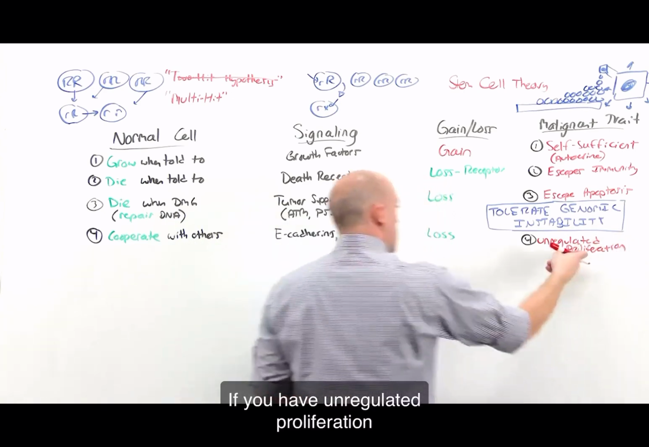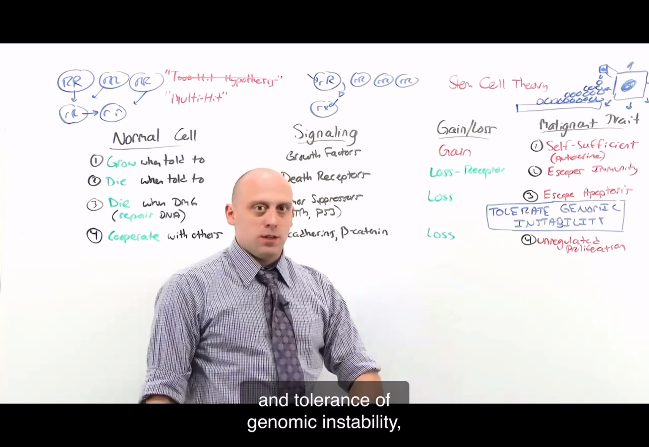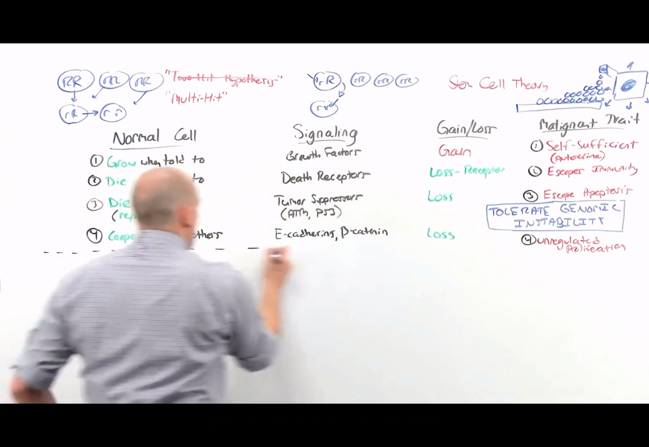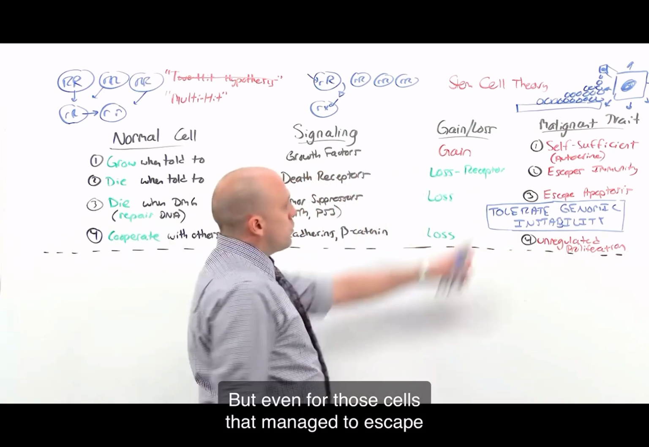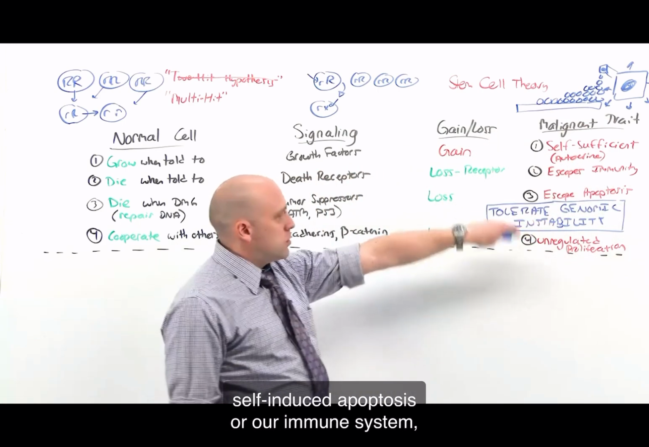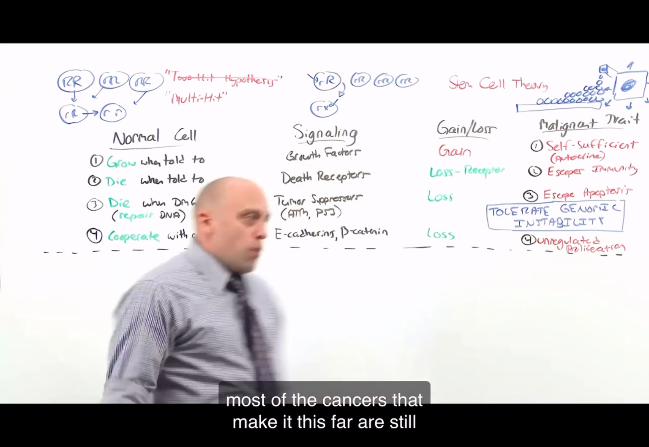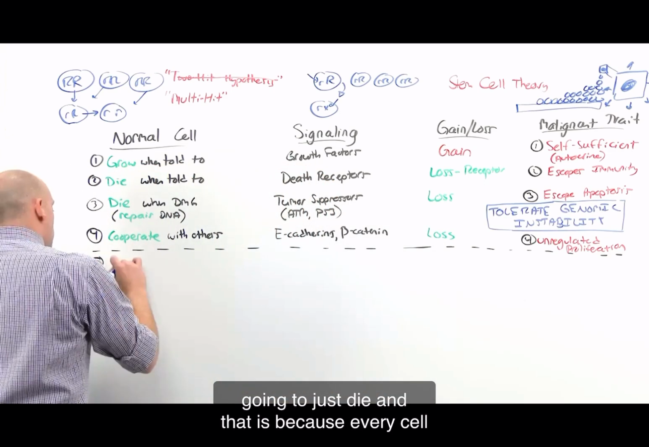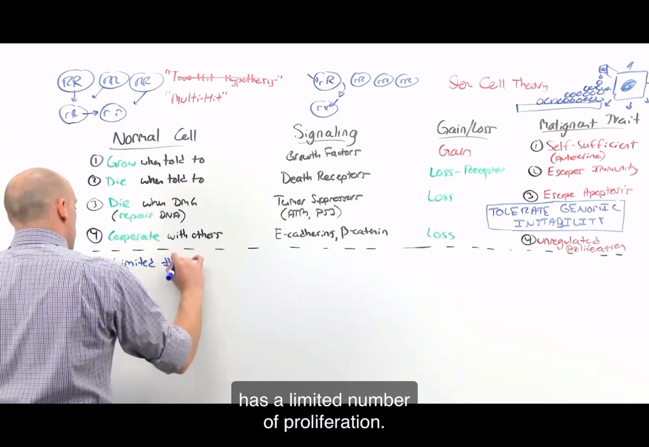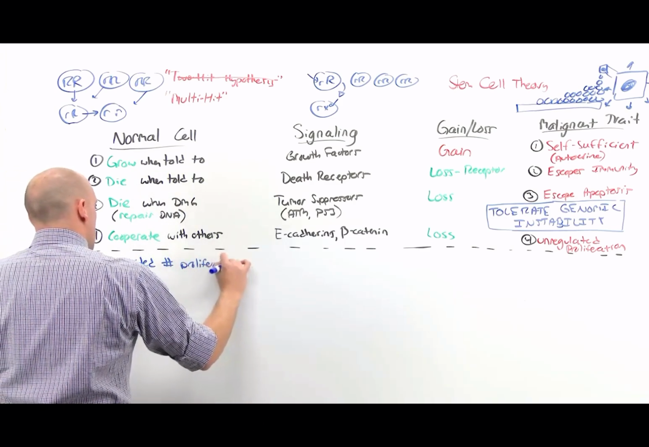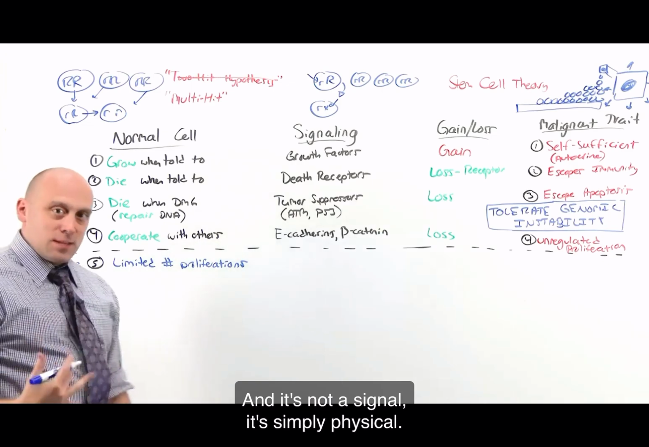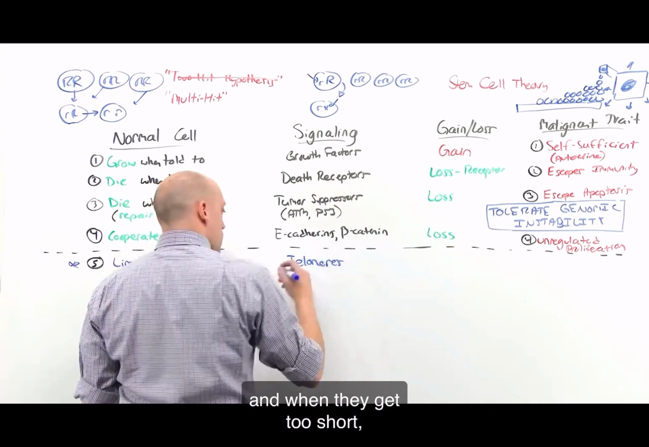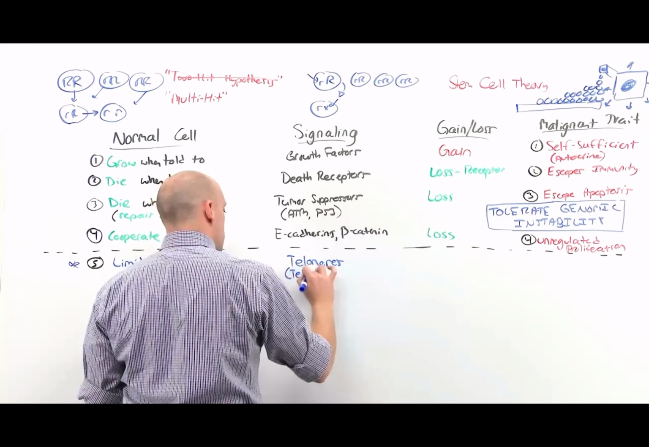If you have unregulated proliferation and tolerance of genomic instability, you're going to start generating more and more and more mutations. But even for those cells that manage to escape self-induced apoptosis or our immune system, most of the cancers that make it this far are still going to just die. And that is because every cell has a limited number of proliferations. And it's not a signal. It's simply physical. Telomeres are only a certain length, and when they get too short, the cell goes into telomere crisis.